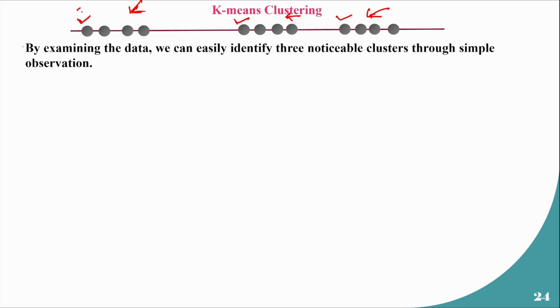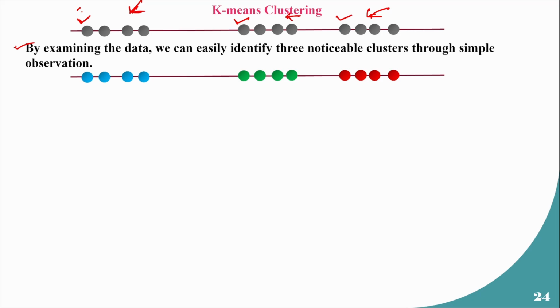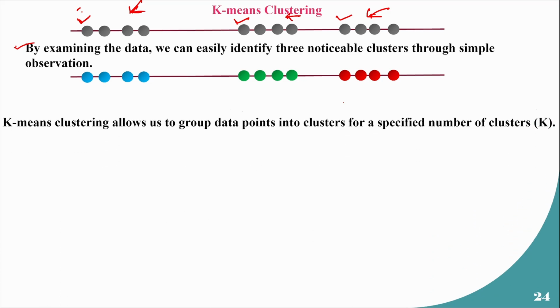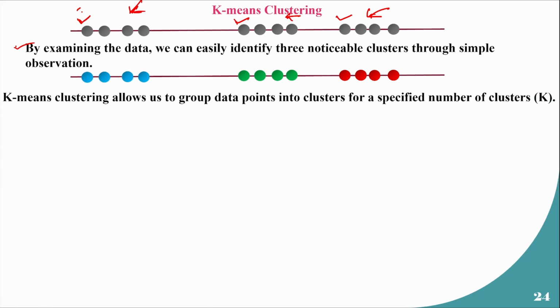So here, just mentioned what I just said. By examining the data, we can easily identify three noticeable clusters, which are these, right? If we divide into these three colors, one is the blue color, the green color, and the red color. Fine, right? Now, k-means clustering is the computer's way, you can say, to group data points into clusters for a specific number of clusters, right?